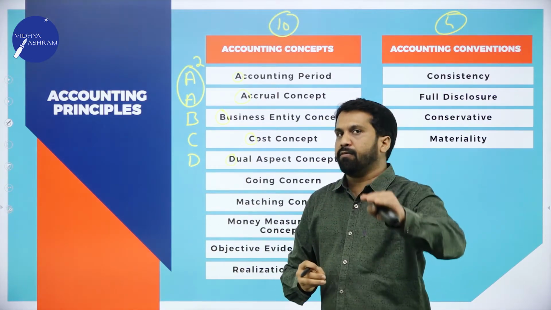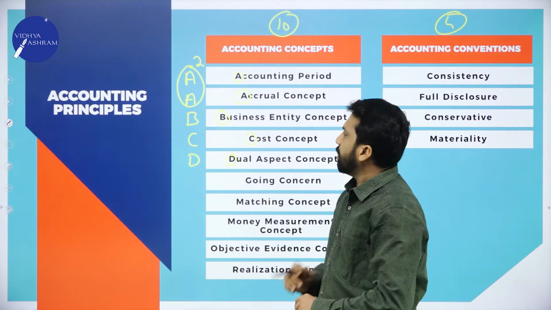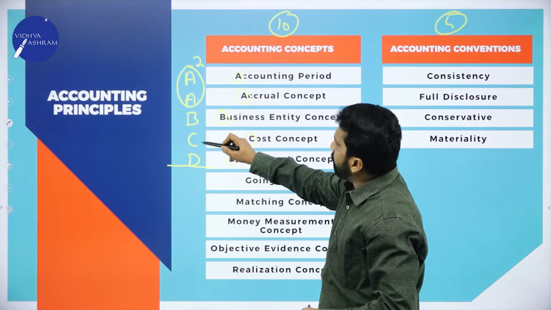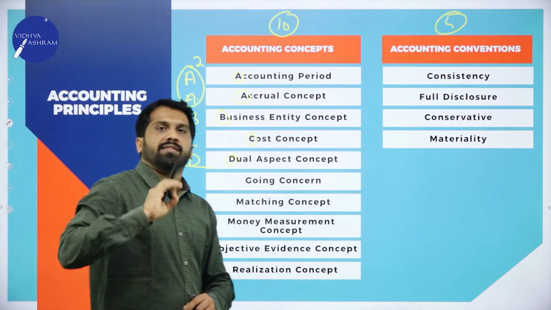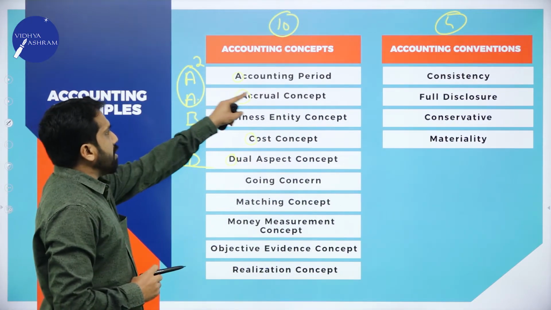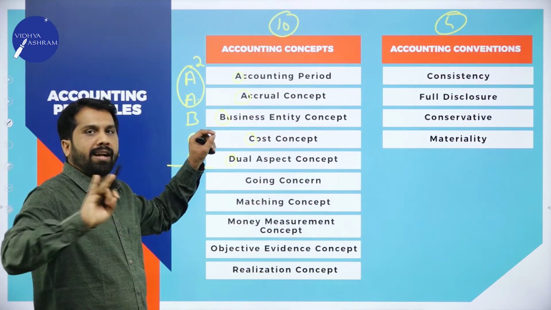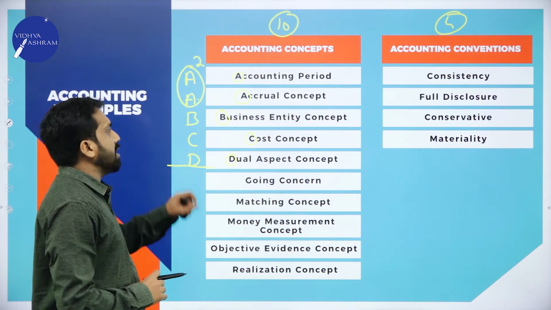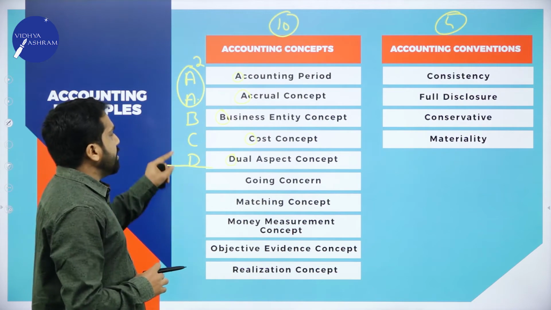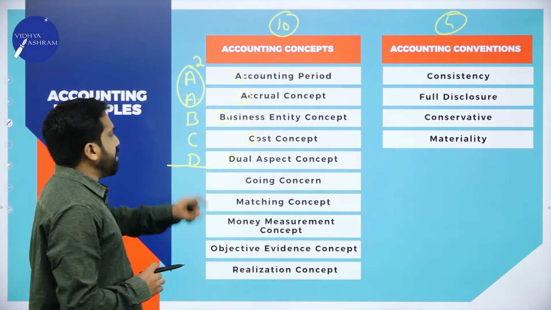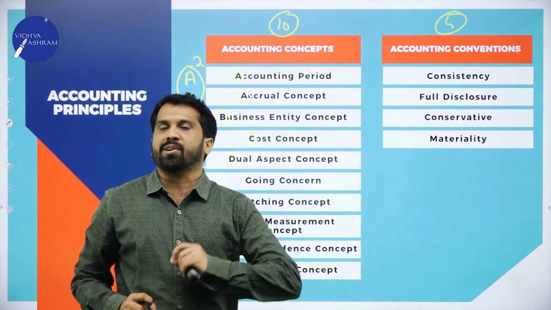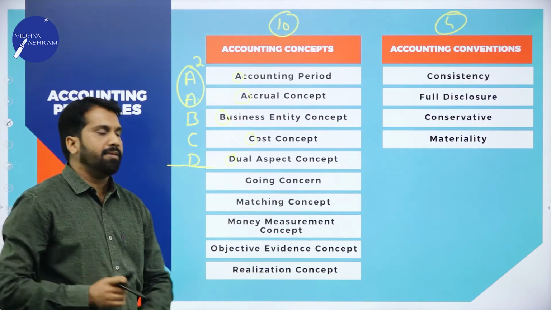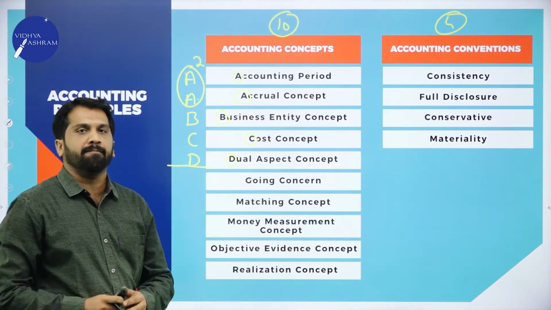I have already learned the alphabets; I am not your English teacher. After A, B will come. After B, C. After C, D. 1, 2, 3, 4, 5. 5 concepts are done. A for accounting period concept, again A for accrual concept, B for business entity, C for cost concept, and D for dual aspect concept. Out of 10, you already learned 5 concepts. Now we'll go for the balance 5.